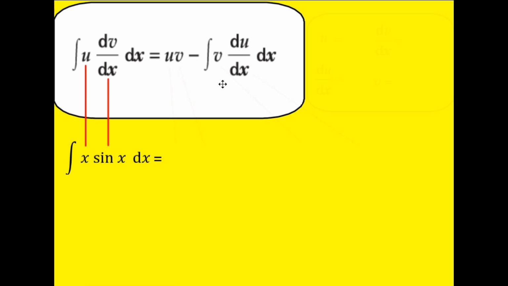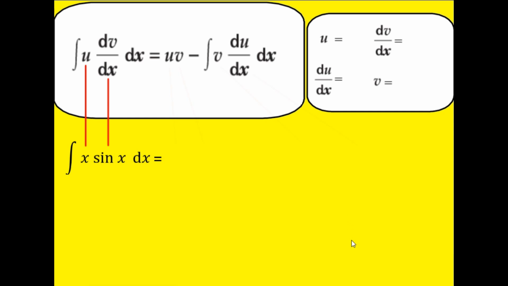To solve the problem, we need to look at what v and du by dx are as well. So the best thing to do is set up a menu of expressions. We've already decided that u is x, dv by dx is going to be sine of x. So with a quick differentiation, du by dx is 1, and v is negative cosine of x.